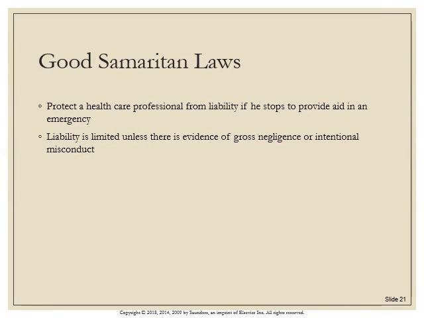In most states, there is no legal requirement for a nurse to provide aid in an emergency. The Good Samaritan laws protect any healthcare professional from liability if he or she stops to provide aid in an emergent situation. Liability is limited unless there is evidence of gross negligence or intentional misconduct.